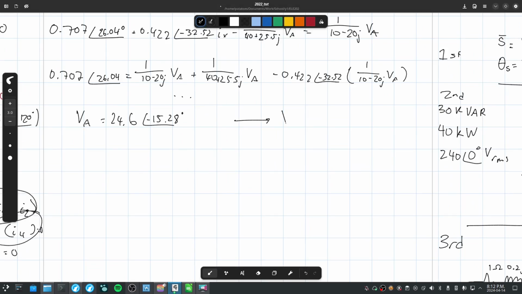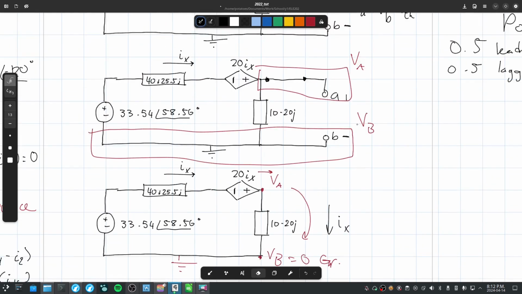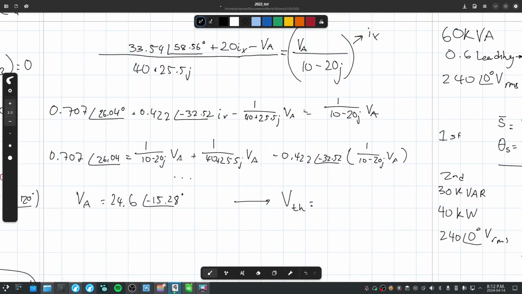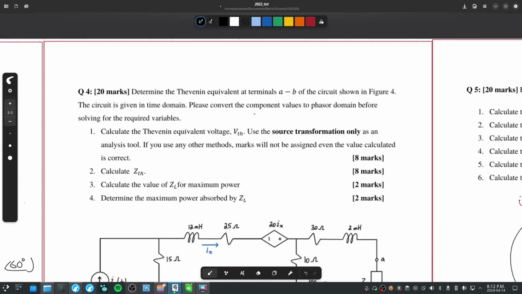So, this is our VTH. Because remember, our VTH is equal to VA minus VB, but VB is 0. So the VA here is 24.6 with a phasor of negative 15.28, yada yada. Terrible handwriting, but whatever. And this here at the bottom is 0. The voltage difference is 24.6 with a phase of negative 15, so on and so forth. That's VTH. And we did that using source transformation. Okay, so that's 1 down.